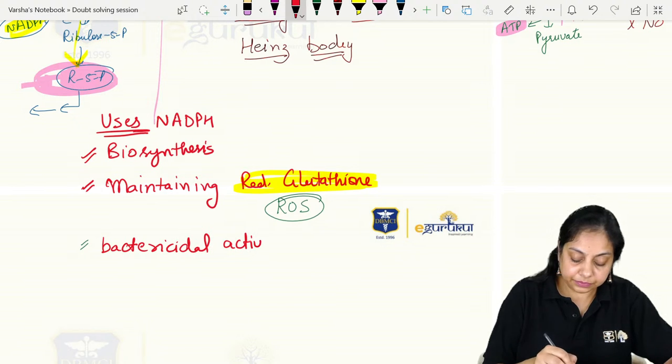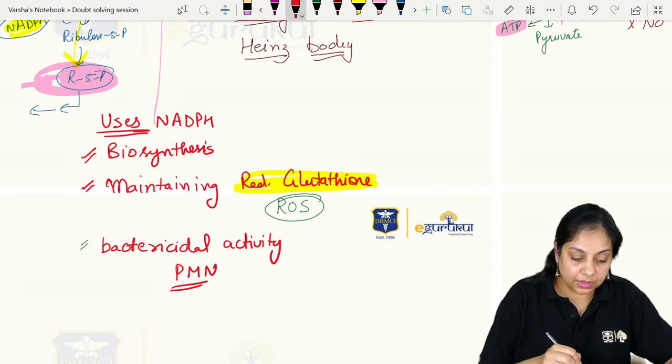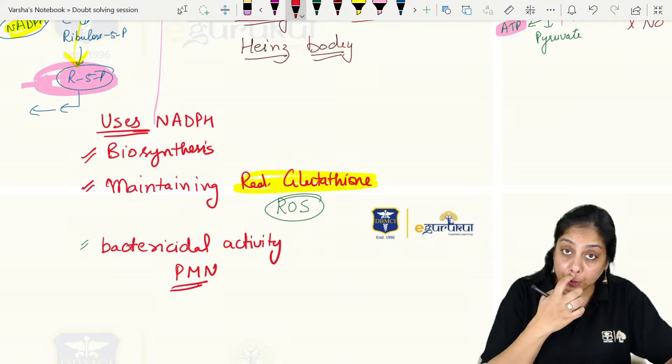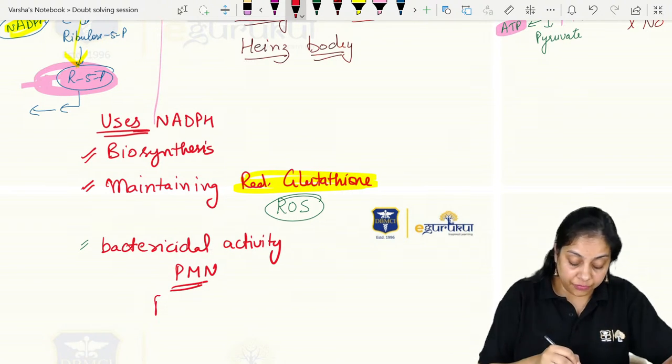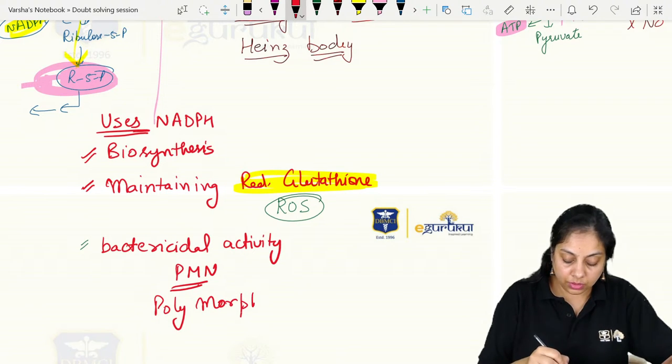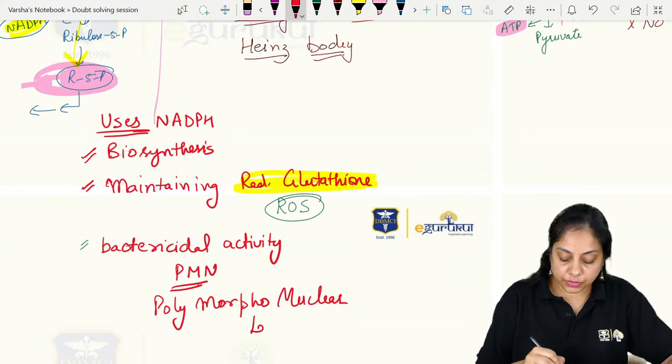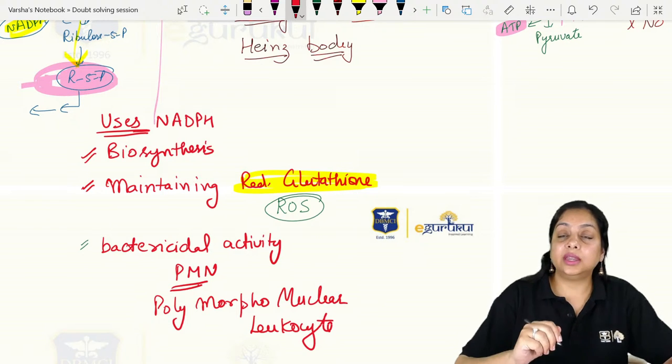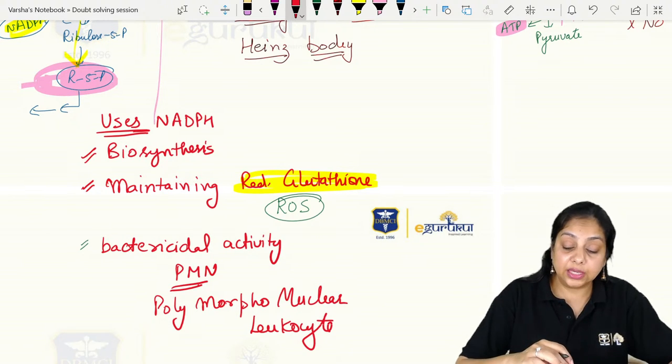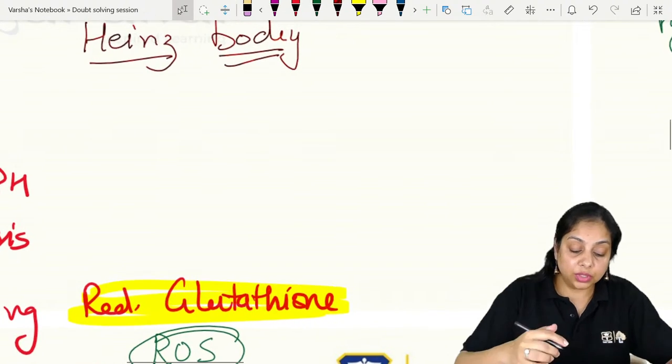Activity in PMN, polymorphonuclear leukocytes. P for poly, M for morpho, N for nuclear. So our focus right now is on glutathione. Okay? How do we see the glutathione?